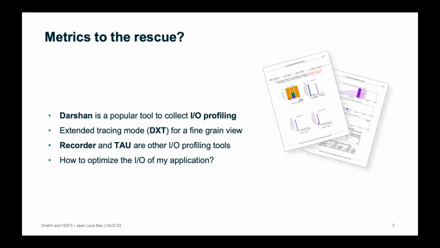There is an extended part of Darshan, which is called the DXT module, which works like a trace tool, which will provide much finer grain detail of what's going on. So we can think, instead of aggregated numbers, we're looking at what's happening on each of those requests. There are other tools to also tackle this, like Recorder and Tau. But good, we have metrics.